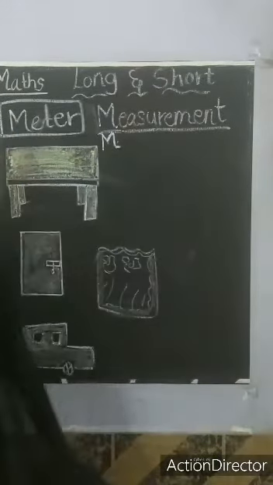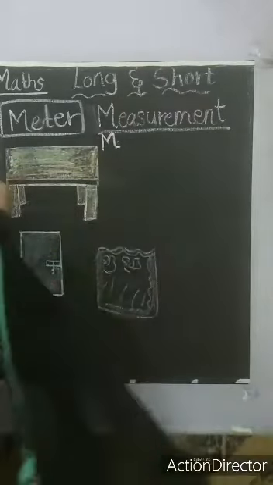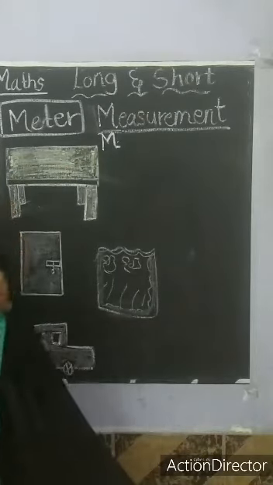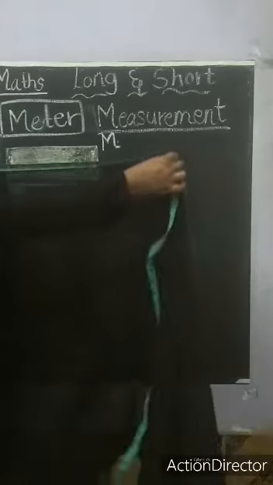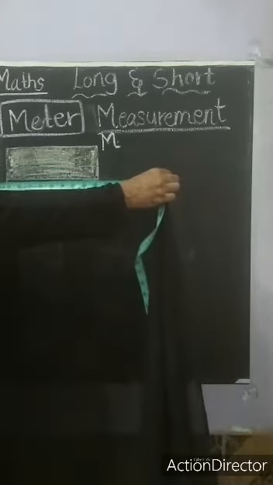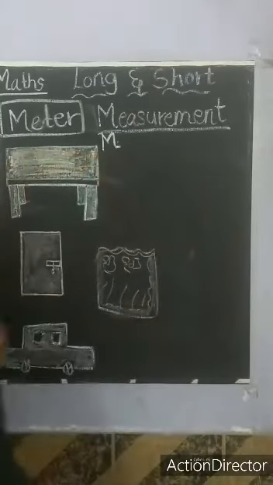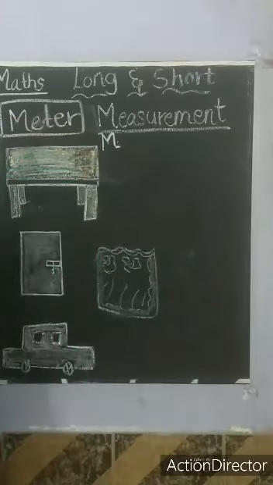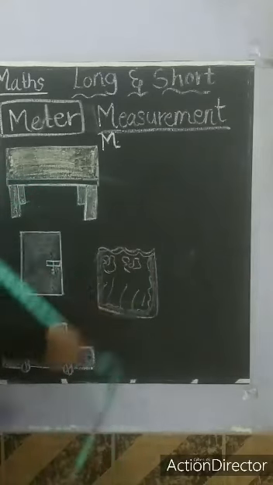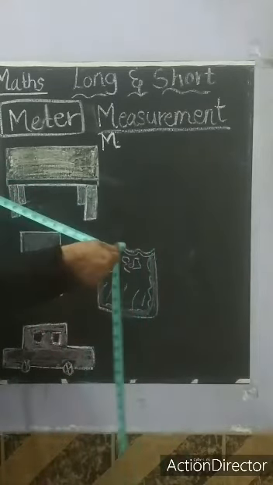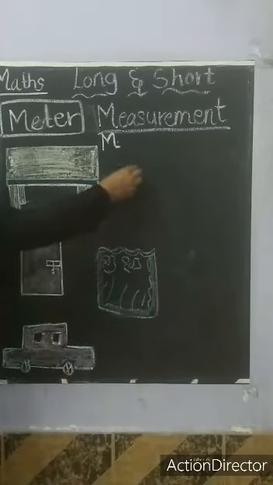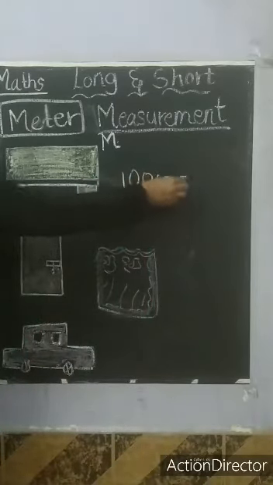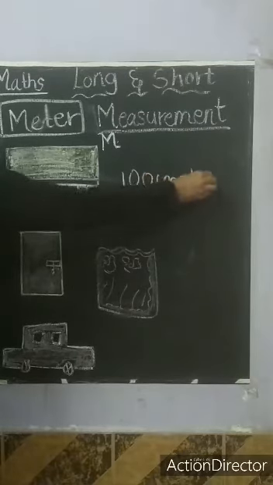If you go to the shop to buy cloth or anything, how will the shopkeeper and tailor measure your cloth? With this tape only. See, this is a meter tape: 1 meter, 2 meters, 3 meters. Students, these are the little longer things, so we have to use the measuring tape to find out the length. Here 100 centimeters is equal to 1 meter.